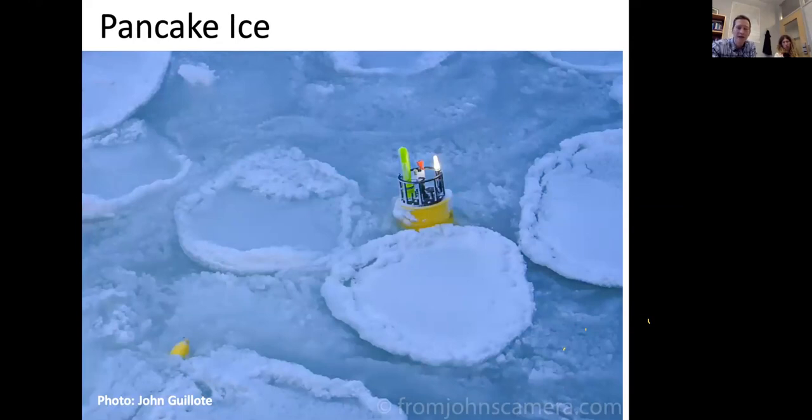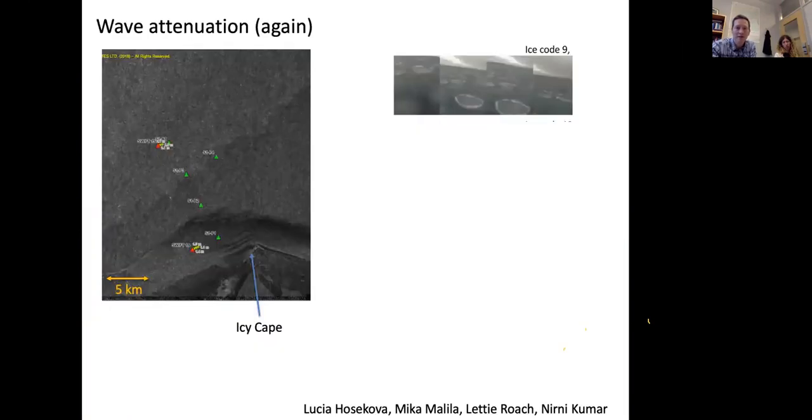So this is brand new data. Lucia's doing a lot of the analysis right now, but I can just show you a few teasers of the results and show you how this event unfolded. We were at Icy Cape during the event. Pancake ice was prevalent. In this synthetic aperture radar image, you can see that this is the coast. The ice is here all along the shoreline, and then this is all open water.